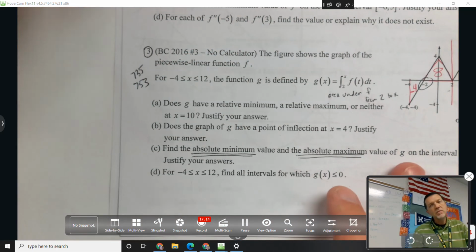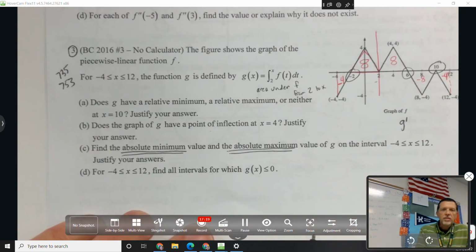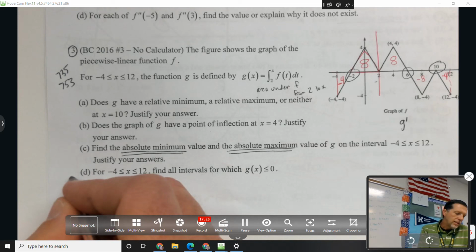So that took 18 minutes. But again, that's me slowing down, drawing pictures, trying to explain along the way. Yeah, D was kind of tricky.